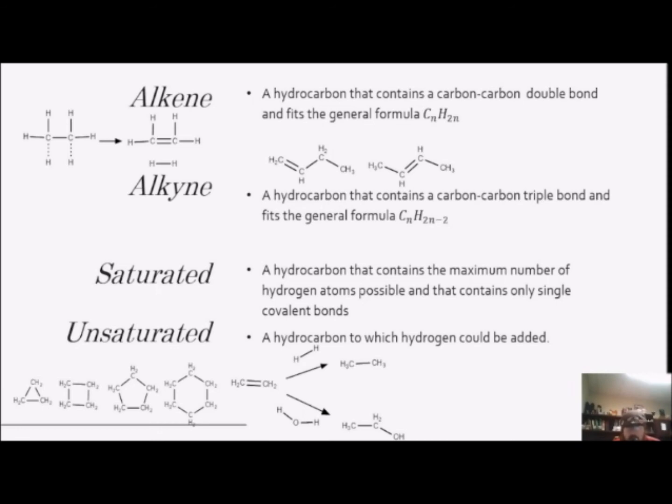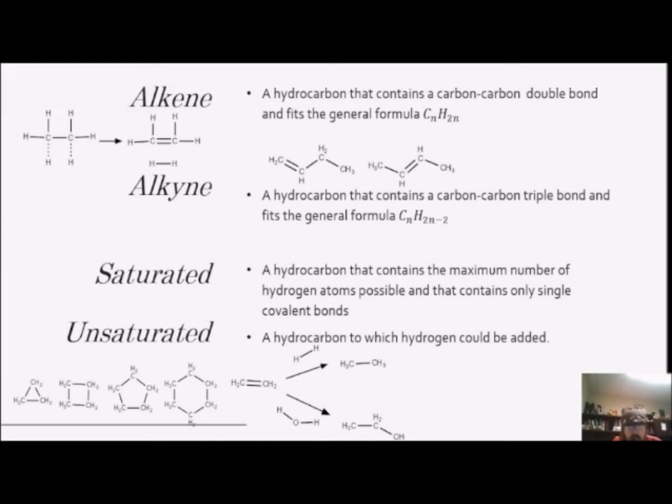CnH2n. So there's twice the number of hydrogens as carbons. However, this only holds true if there is 1 double bond. As you add more double bonds, you have less and less hydrogens. However, this works for all general singular alkenes. So when we name alkenes, instead of having the -ane suffix, it would have an -ene suffix. And this also leads to several different new isomers that could be formed.